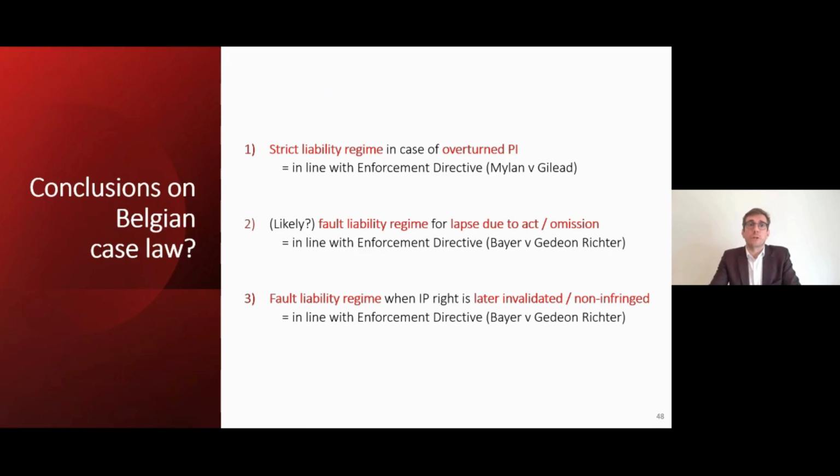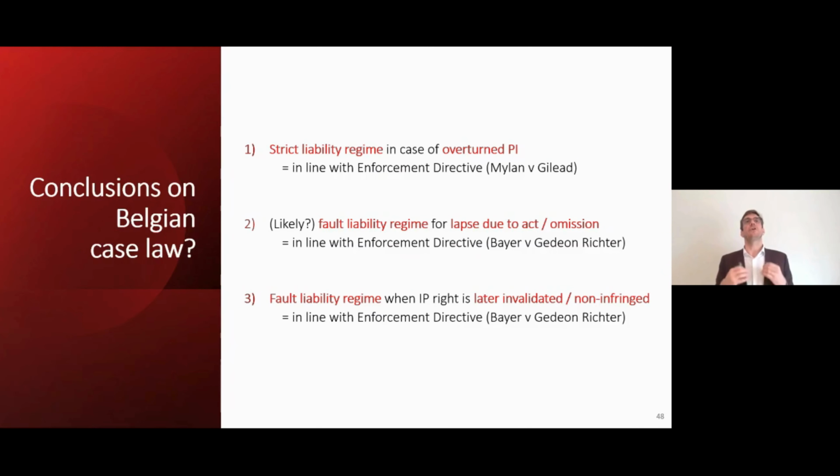So my conclusions on Belgian law, Belgian case law, would be, in Belgium, you have a strict liability regime in case of an overturned PI. So if you have a first instance decision, a PI, provisional injunction, or a saisie that is later overturned in appeal or in third-party opposition proceedings, you will be held liable as the IP right holder if the defendant, of course, claims damages. That system is in line with the enforcement directive because Mylan versus Gilead has stated this.